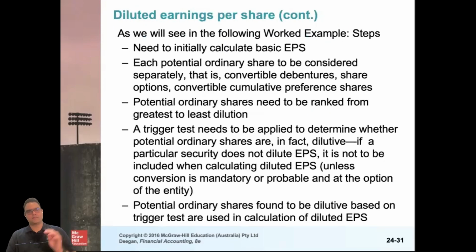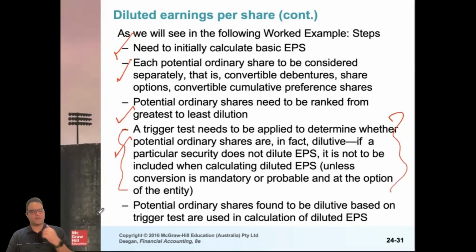Then again, they discuss the hierarchy for how we can calculate the EPS. We need to calculate the basic EPS, then the potential ordinary shares will be discussed in that. Then those potential ordinary shares need to be ranked from highest to lowest for dilution. Then a trigger test will be applied to check whether or not this is the right EPS.